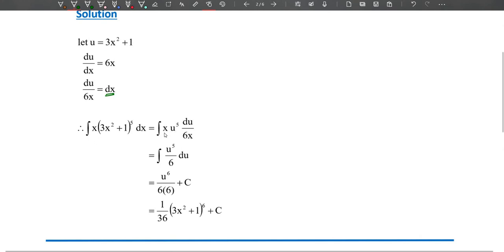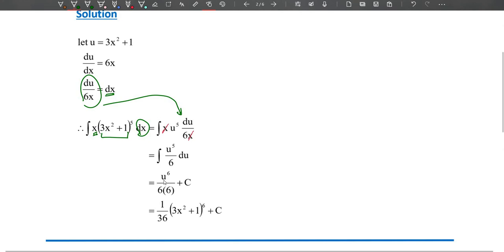Now substitute everything back into the integral. We have integrate x; the x remains here, and this part will be changed into u, as we have let u equal to 3x² + 1, so here it will be u^5. For dx, we substitute du over 6x. As you can see, we can simplify the x, and we will be left with the integral of u^5 over 6 with respect to u.